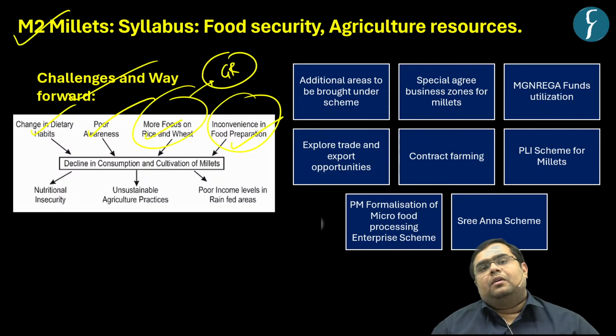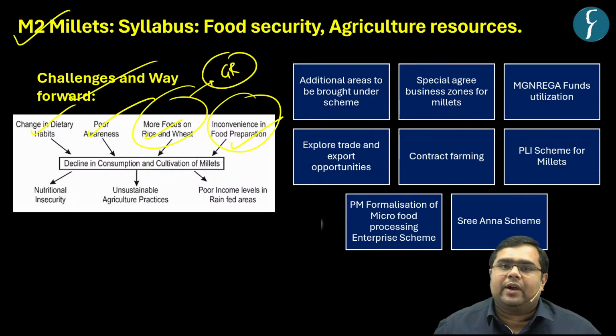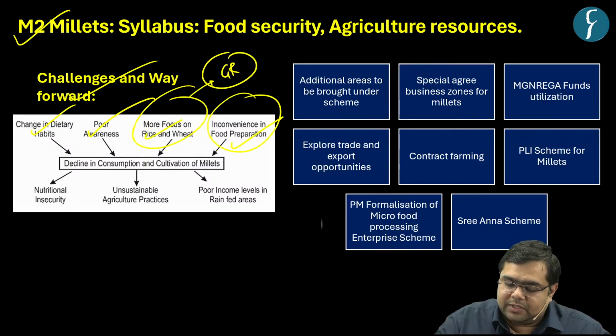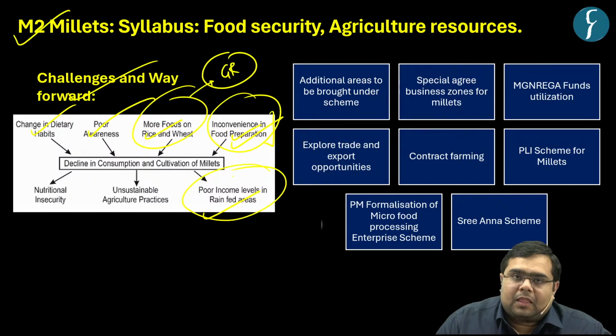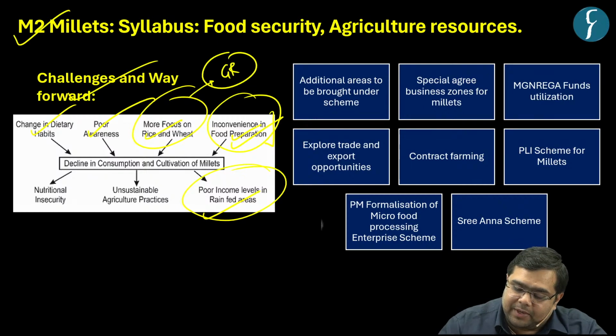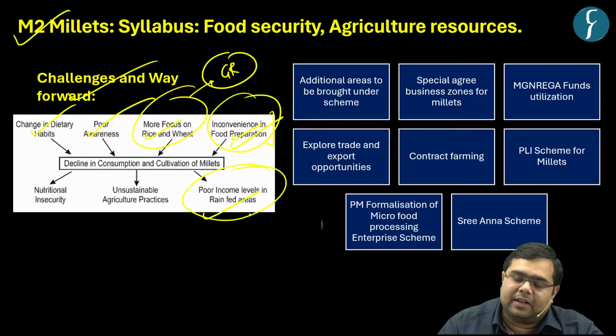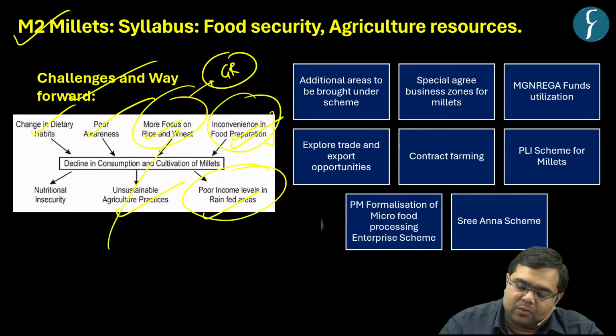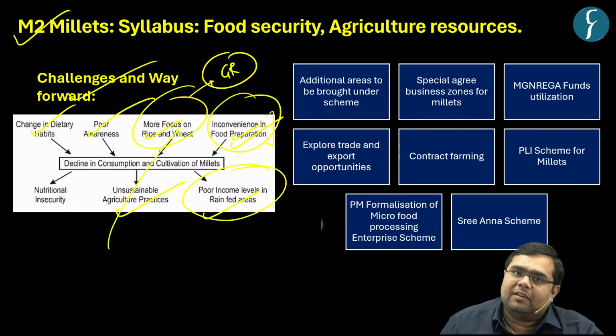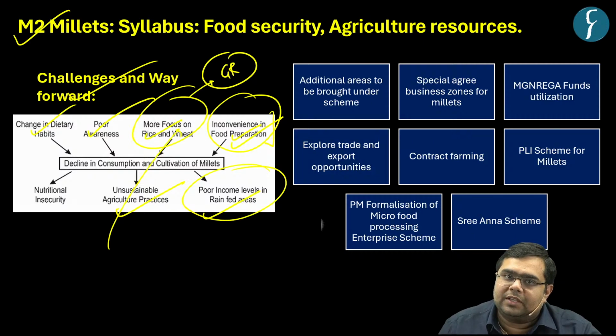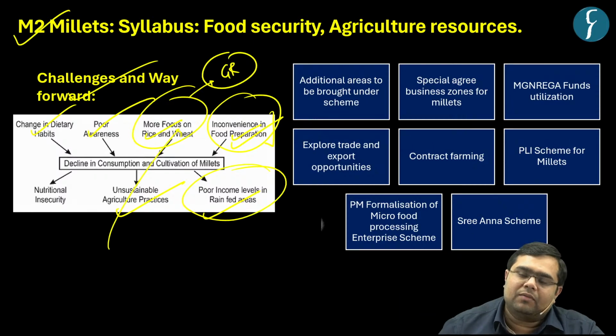Now these millets are devoid of any gluten, so resultantly there is inconvenience in the food preparation for the common housewife, right? Then again, another challenge with respect to uptake is poor income levels in the rain-fed areas. Unsustainable agricultural practices, again a direct outcome of the Green Revolution, so that every farmer wants to sow only the seeds of the crops which are ensured by the MSP policy of the Government of India.